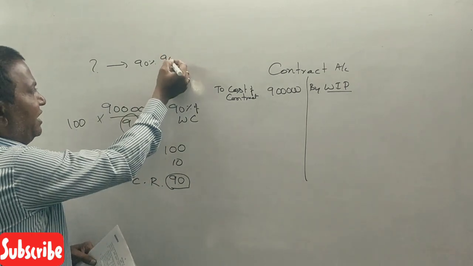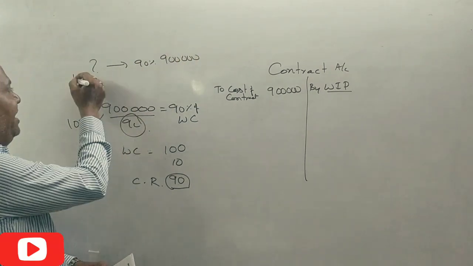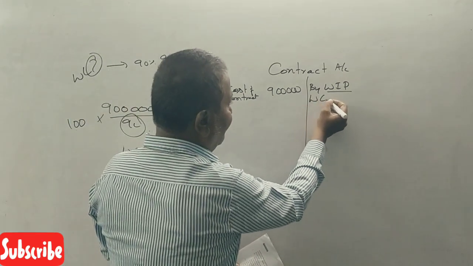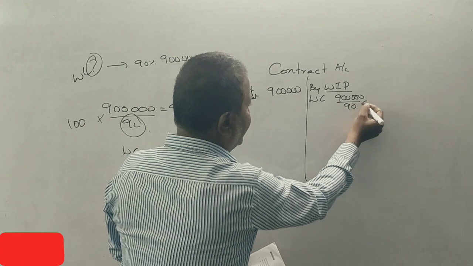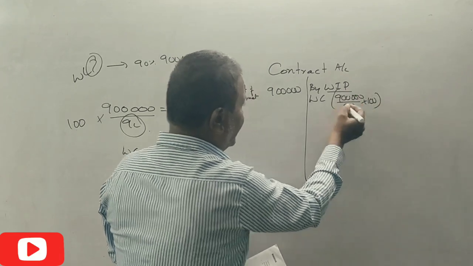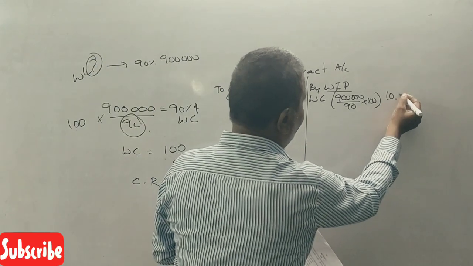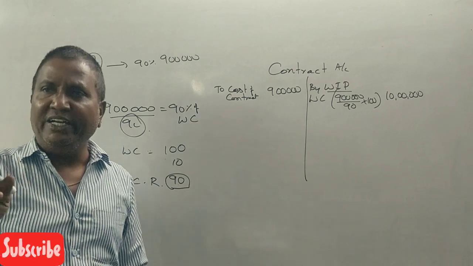That 90% of cash is equal to how much? 9 lakh rupees. Now, how do you find out this work certified? Here I will write. Work certified, 9 lakh rupees is for 90%. What is for 100% of work certified? 10 lakhs. How much is it? 10 lakh rupees. All of you got it?